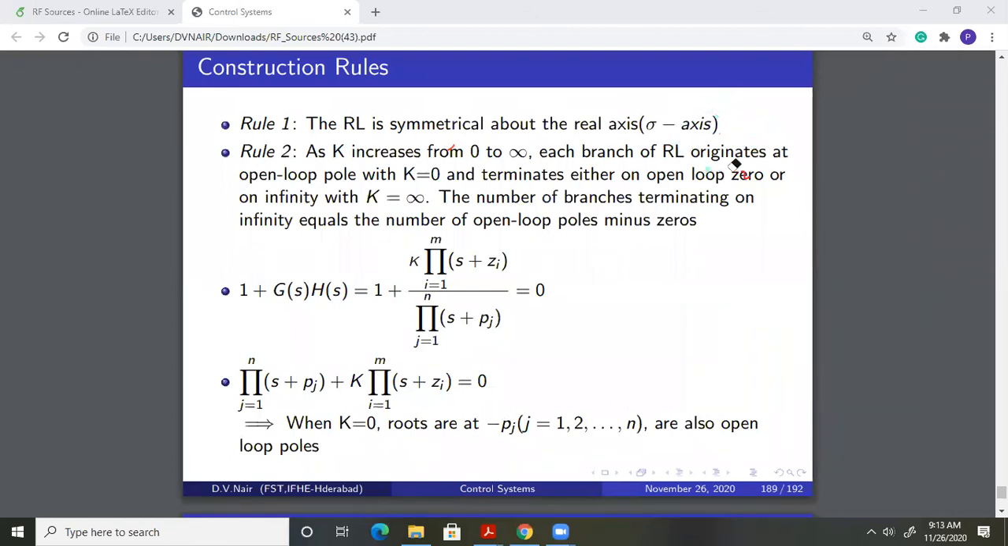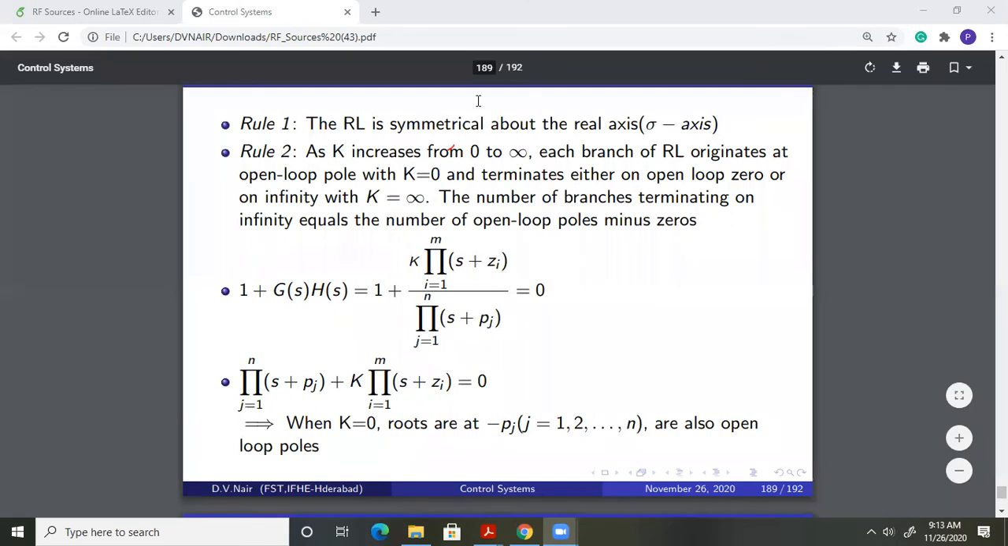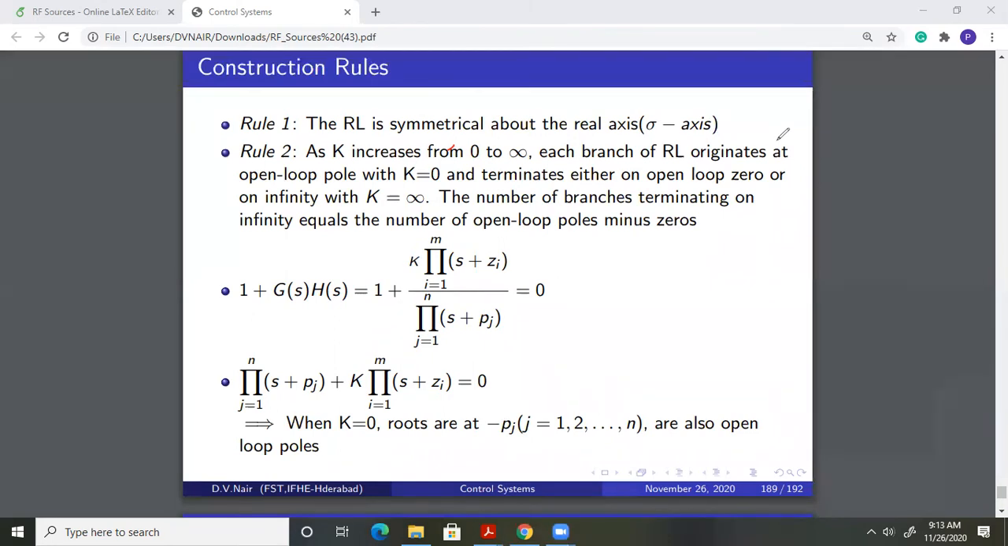So that is rule 1, that tells the root locus will be symmetrical about the real axis. And the second rule is about the branches that the root locus will have for a given closed loop system. This tells us that the number of root locus branches will be equal to the number of open loop poles.